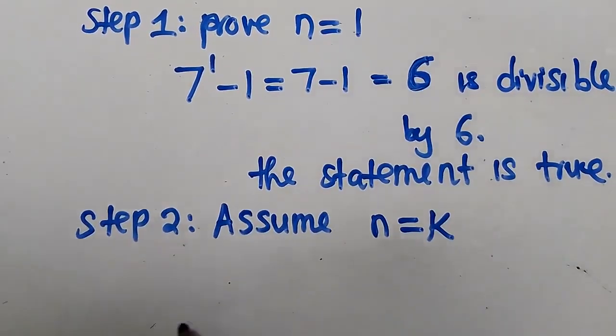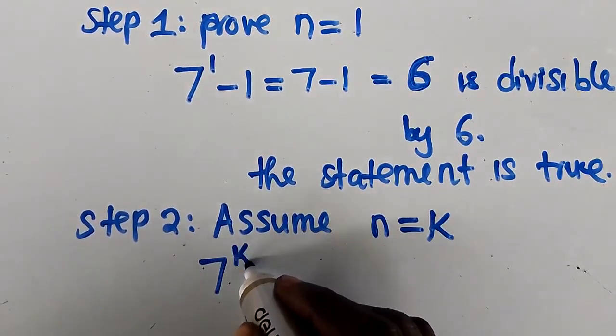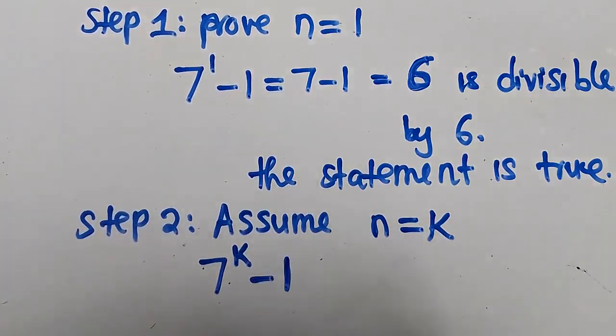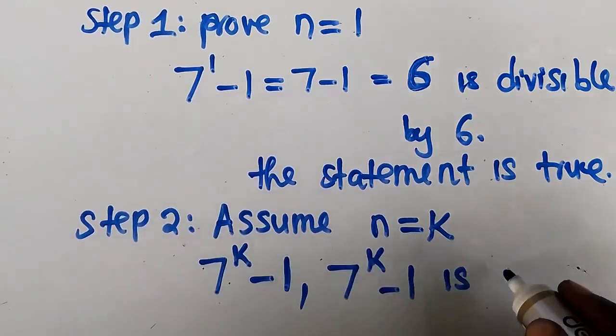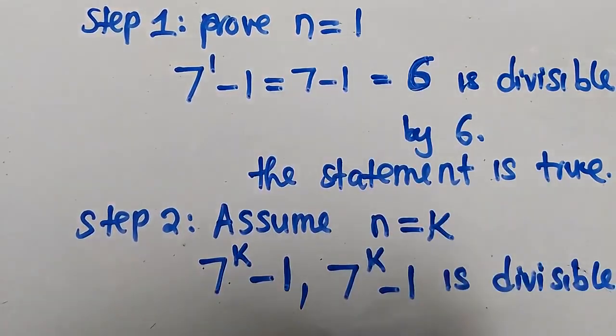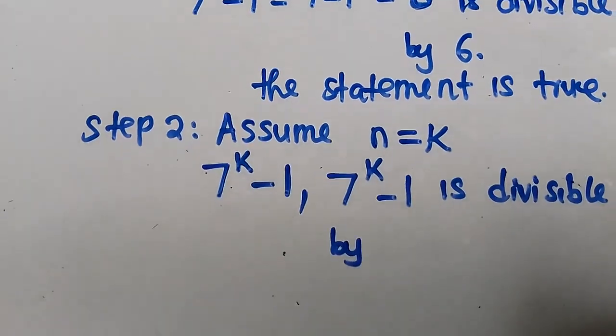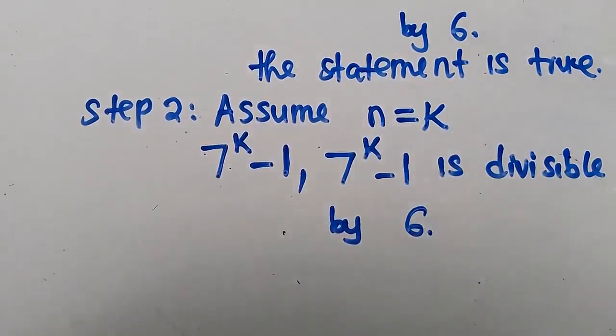So where is the statement? This is the statement, 7 power n minus 1. Where there is n, we put k. So you say 7 power k minus 1 is divisible by 6. Just assume that this one is divisible by 6. So we've just assumed that 7 to the power k minus 1 is divisible by 6.